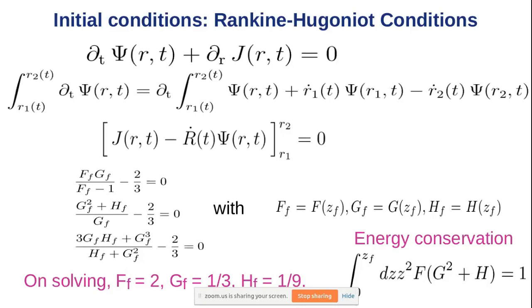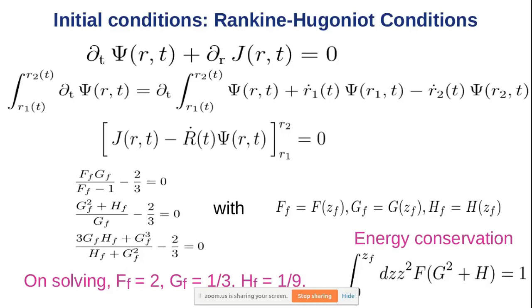We have F, G, and we have converted this basically using the Rankine-Hugoniot conditions. We get F of ZF, G of ZF, and H of ZF as the initial conditions, that is, initial conditions at the shock front. That is why I have integrated in such a way that R1 is just before the shock and R2 is just after the shock.